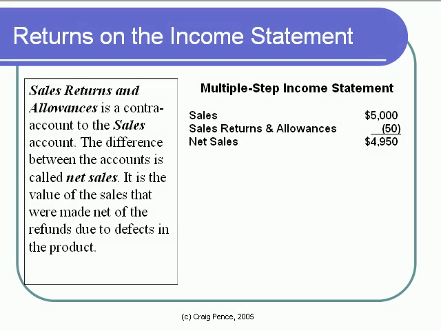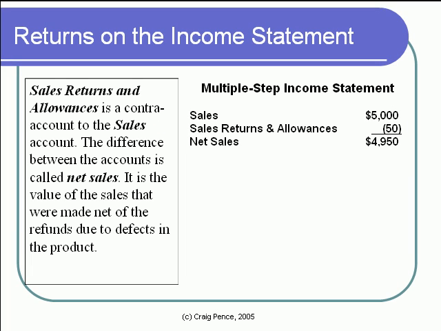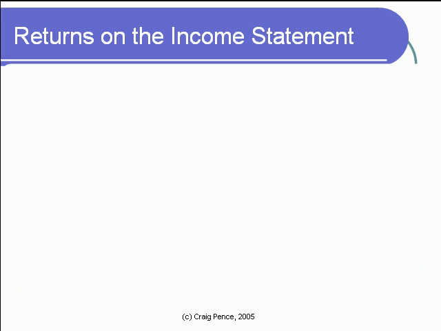This screen illustrates the way that sales returns and allowances would be reported on our income statement. As we said earlier, sales returns and allowances is a contra account to sales. This is shown on a multiple step income statement where sales returns and allowances, a debit balance, is subtracted from sales, a credit balance, to calculate net sales. Net sales is not an account. It's just a label on our statement, and it represents the amount that the goods were actually sold for.